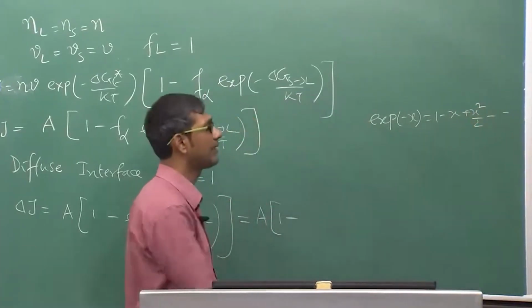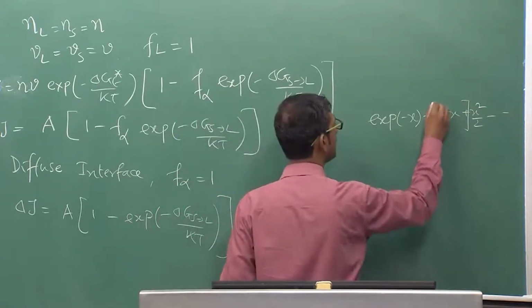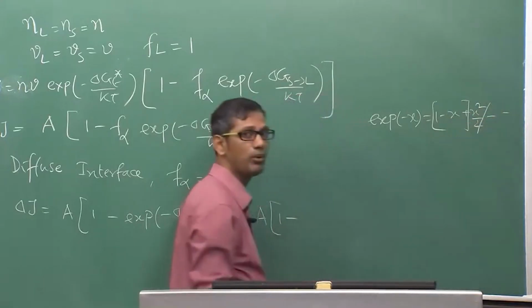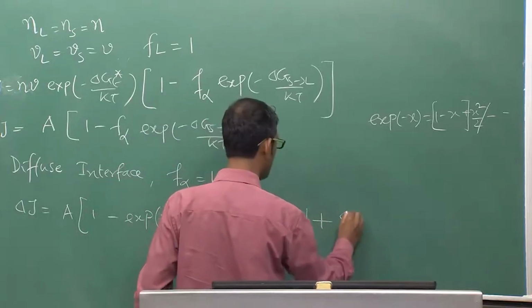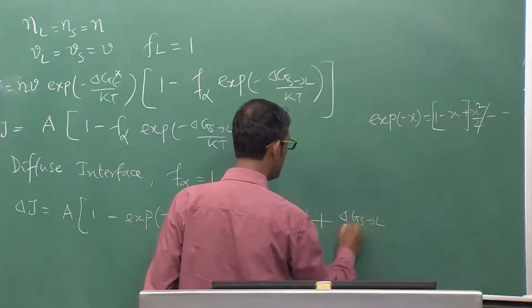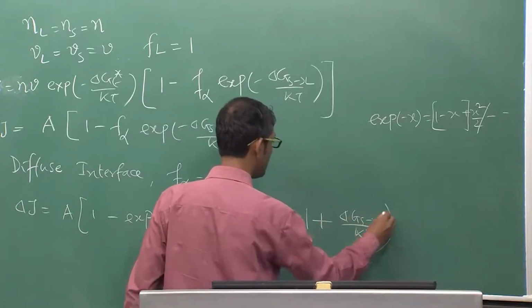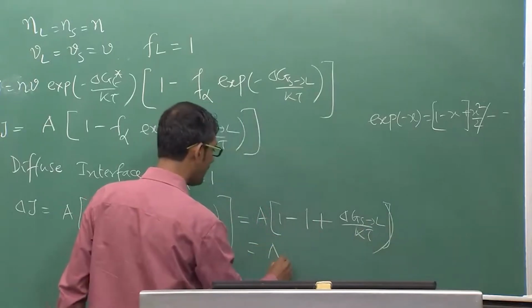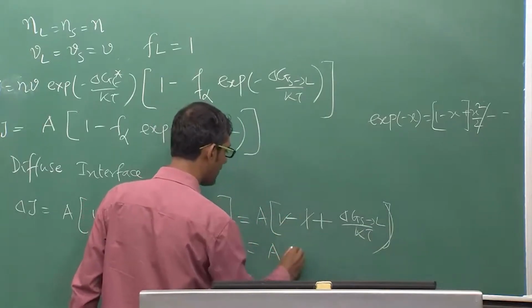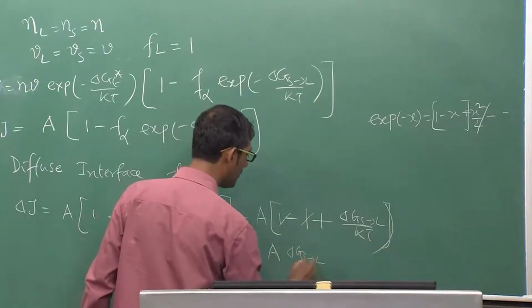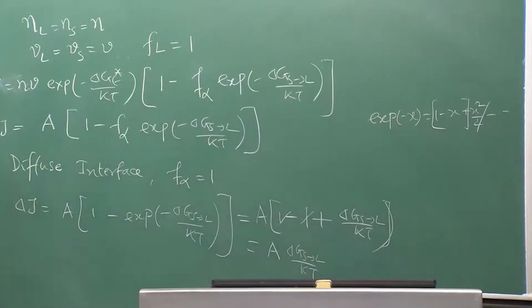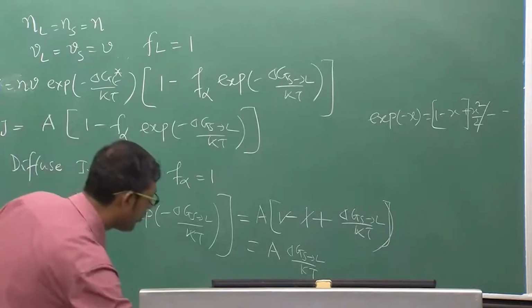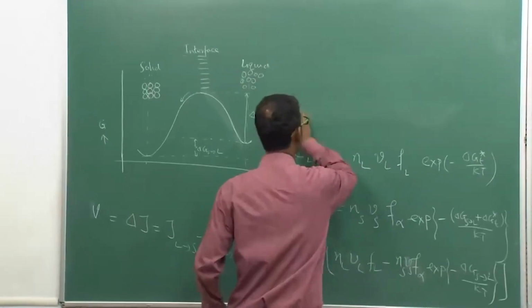So if I truncate here, if I say higher terms are not of any importance to us, then I can write down 1 plus this term, delta G solid to liquid by KT, and then it becomes A, because 1 gets cancelled, multiplied by delta G solid to liquid by KT. Okay, and as you know, so therefore I'll get back here. I'll move it here because you cannot see it. And now what actually you get? Let's see what actually you get there.